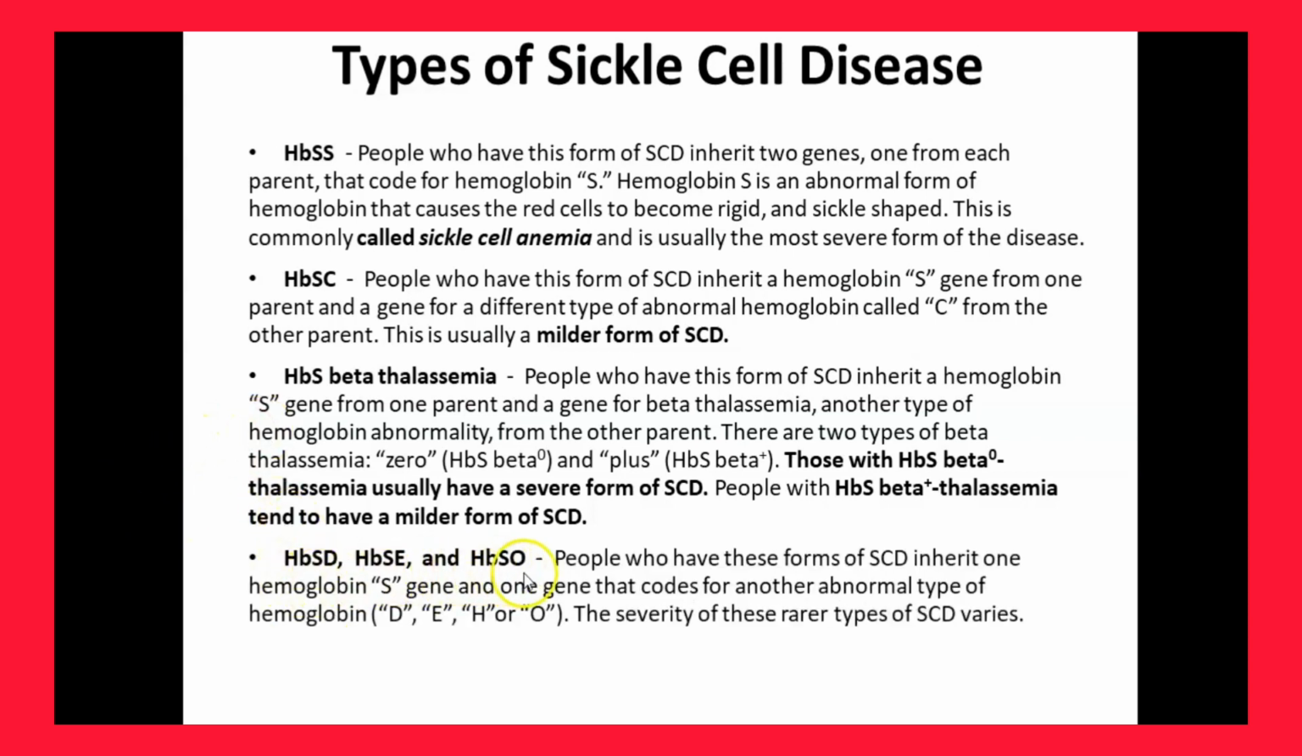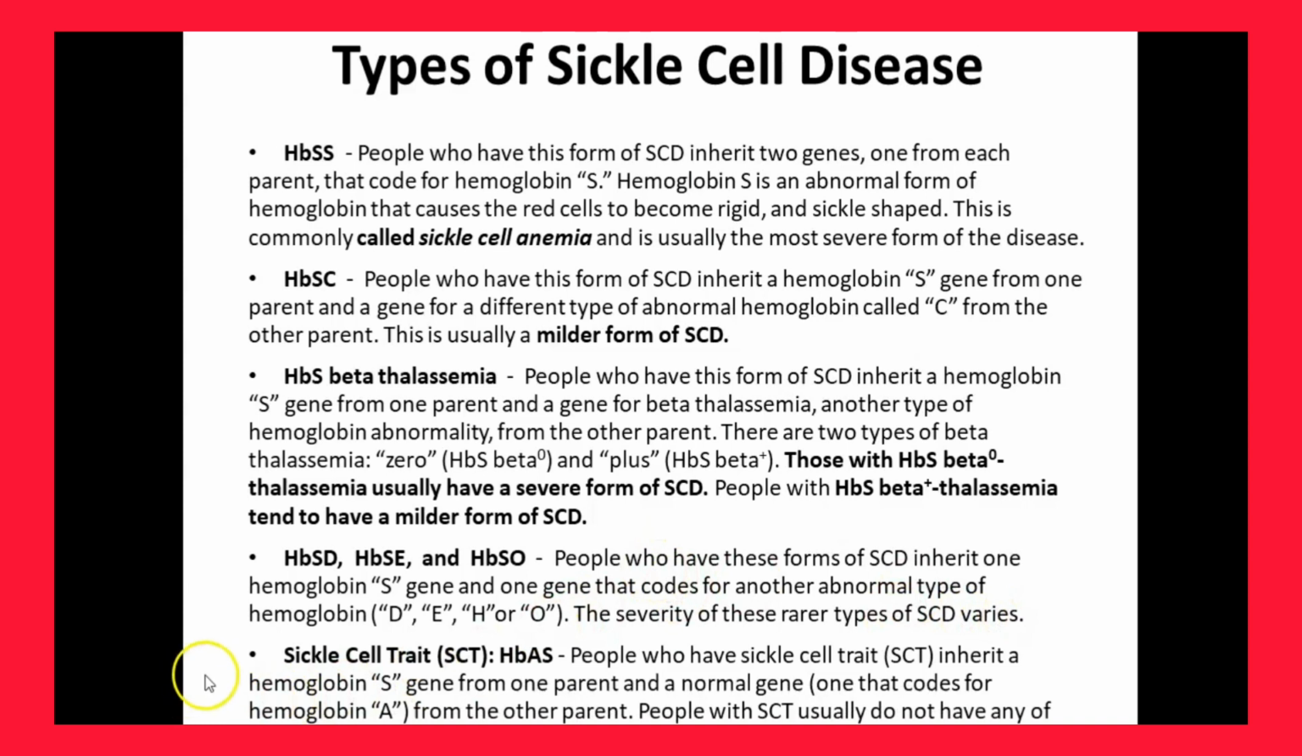There are other types too: people with SD, SE, SO, SH, and other forms. People who have these forms have an abnormal type of hemoglobin, but it is not as severe as the SS itself. With sickle cell trait, you don't see much of this problem in those carrying the S gene, but they can meet another partner carrying the S trait, and they will give birth to SS. That is why they usually advise people who have the trait not to marry each other.